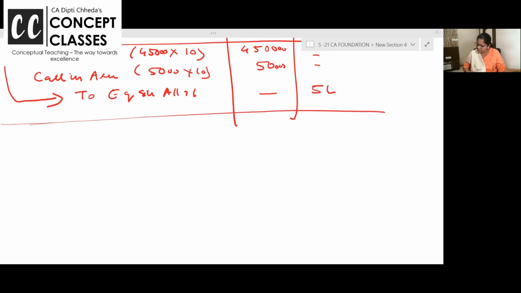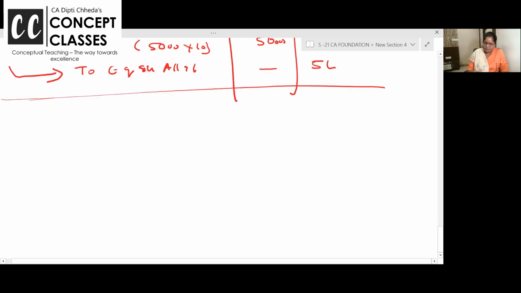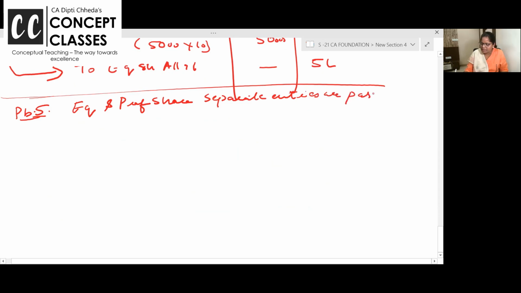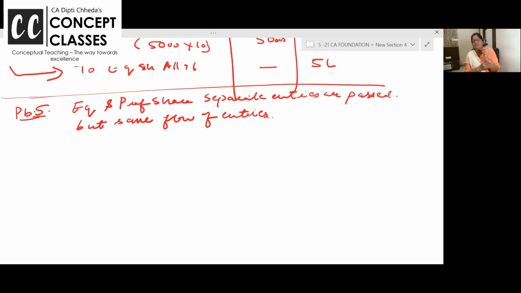Fifth problem. Before we start this, write down: equity and preference share, separate entries are passed. But same flow of entries. This is for your understanding. Of course, equity and preference share separate entries are passed, but same flow of entries.